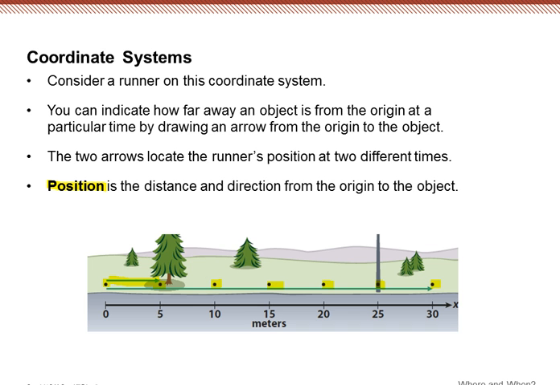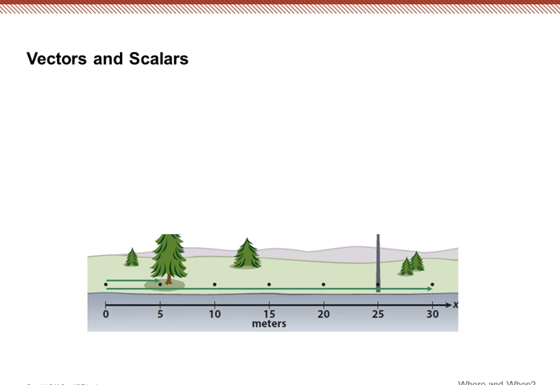Whereas if we look at another point in time, this end point, we have another position arrow. Notice that these arrows are different in length, but they're both pointing in the same direction. So those two quantities are important when we're talking about position, both the length and the direction that it's going. This brings us to the idea of vectors and scalars.